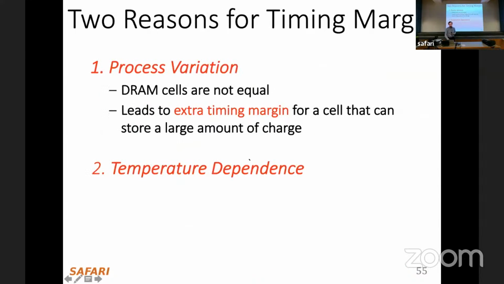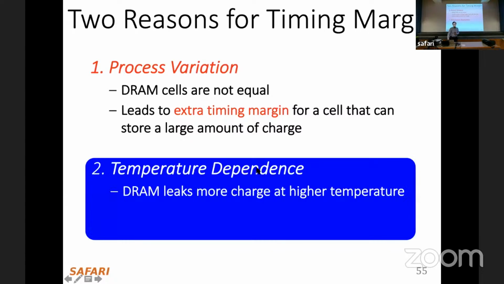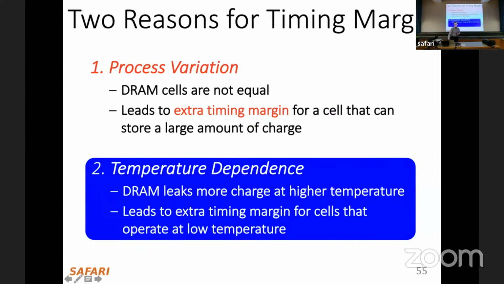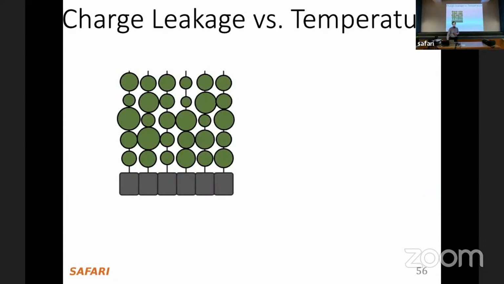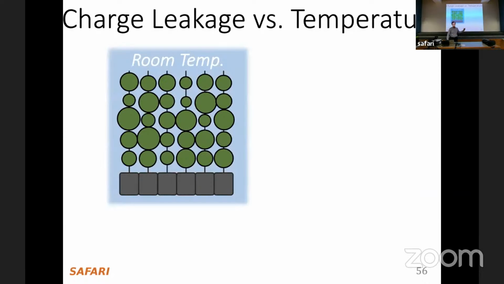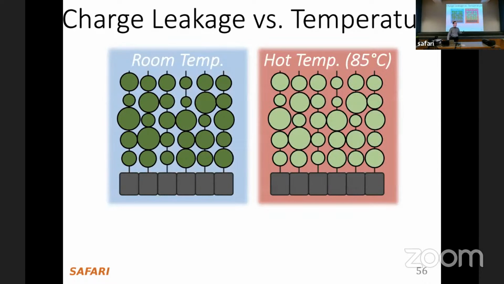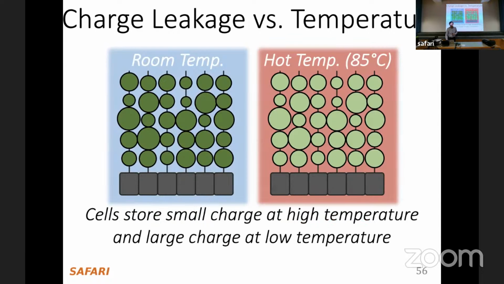So, okay, that was process variation. There's temperature dependence also, and we know that DRAM leaks more charge at higher temperature, and this leads to extra timing margin for cells that operate at low temperature. So if you look at room temperature, cells are cool. If you look at hot temperature, they're very leaky. So they've lost a lot of charge, basically. So cells store small charge at high temperature and large charge at low temperature, regardless of their size. This is true because they leaked a lot more, right?